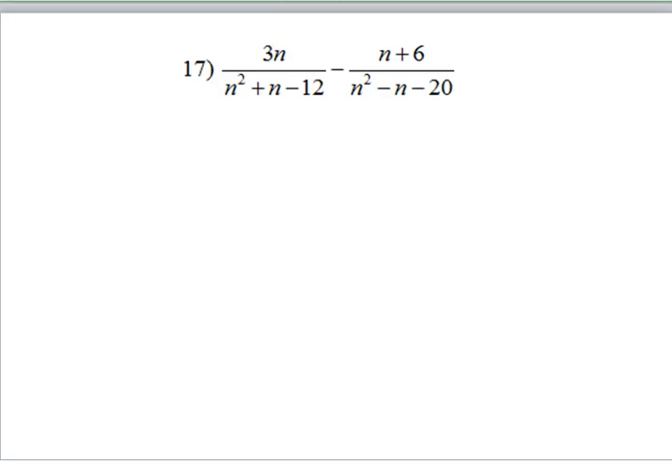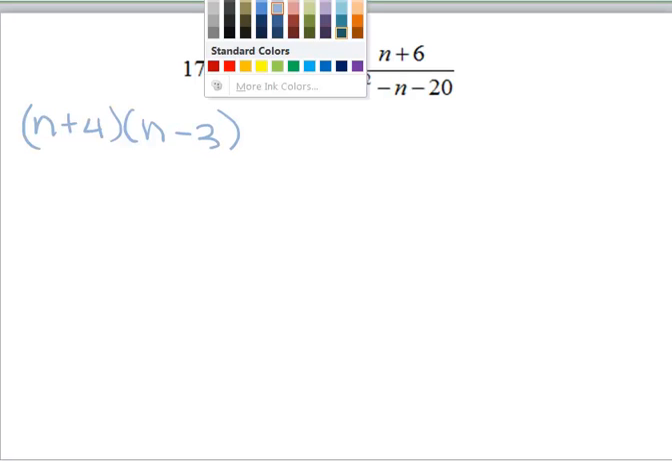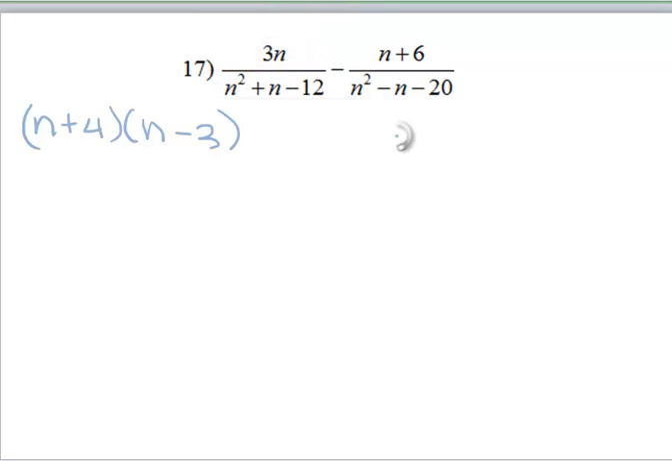Let's do this one. It's kind of involved, so I want to take my time and do it step by step. The first thing I need to do is factor. So I'm going to work on this one first. So n squared plus n minus 12, that's going to be n plus 4 times n minus 3. And this one over here will be n plus 4 times n minus 5.